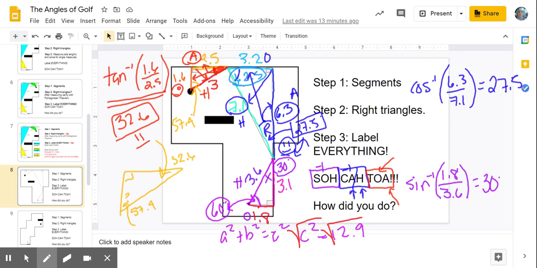Okay. So I know that there's a lot to look at. Step number 1 was make your segments. Step number 2 was make your right triangles. Step number 3 was measure the legs. Step number 4 was calculate the hypotenuse. Step number 5 was calculate the angles and then compare.